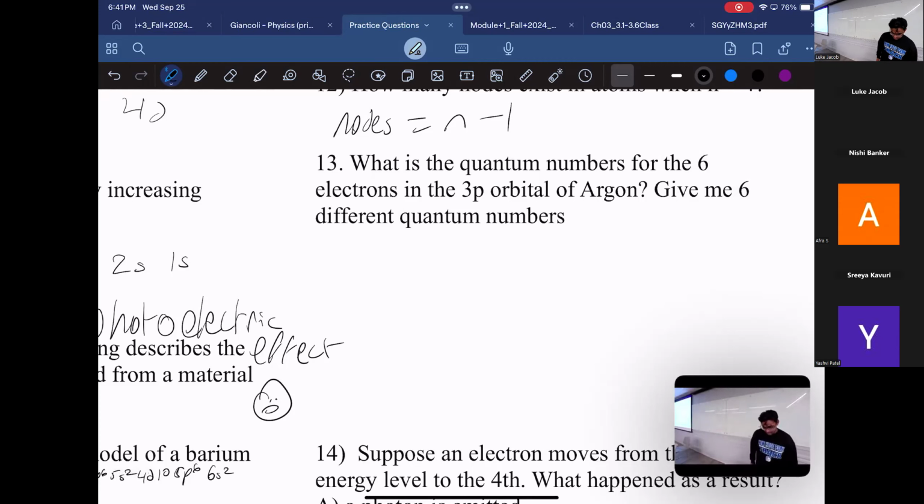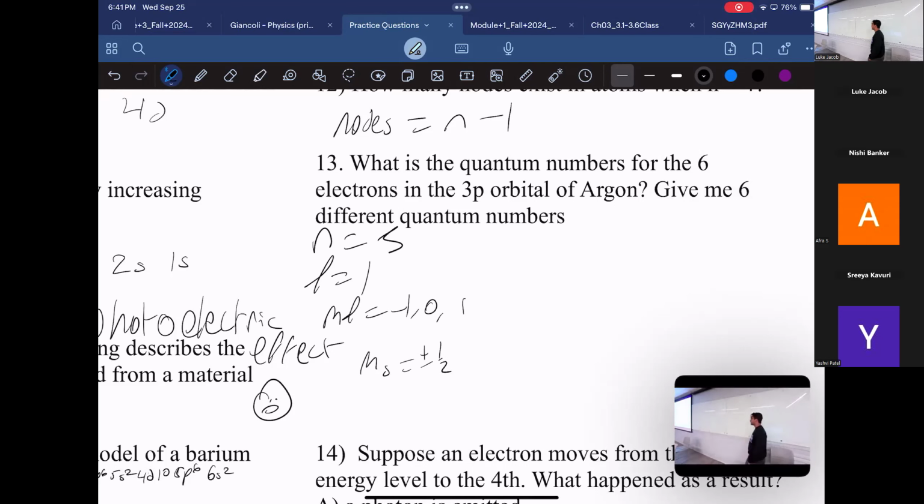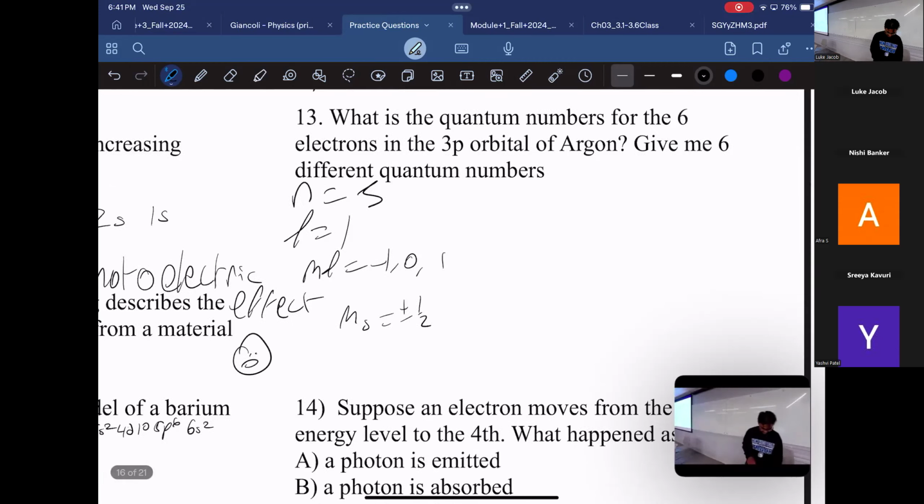What are the quantum numbers for the 6 electrons in the 3p orbital of argon? List all of the quantum numbers, all right? I'll do them really quickly. I'm not going to list all of them, but n equals 3, l equals 1, right? Does that make sense for everyone? Okay, ml would equal -1, 0, 1. ms for all of these would be plus or minus 1/2. You just have to list all 6 of them. Does anyone have a question about that? All right, moving on.